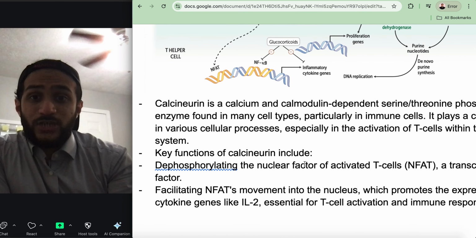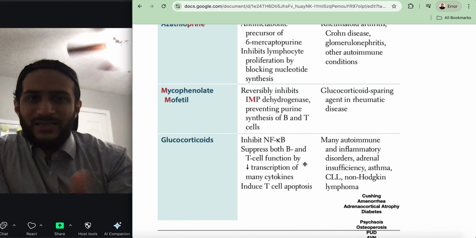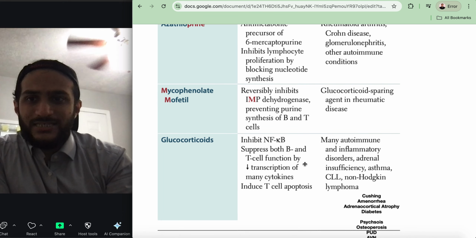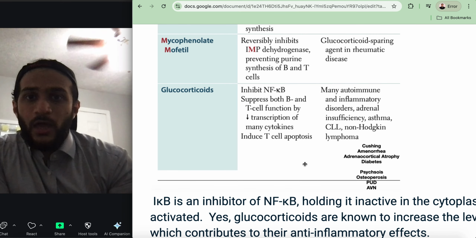The next drug which I do want to speak about is mycophenolate. Again, it inhibits IMP dehydrogenase and prevents purine synthesis in B and T cells. Nothing too much I want you guys to learn. It won't show up on your exam.